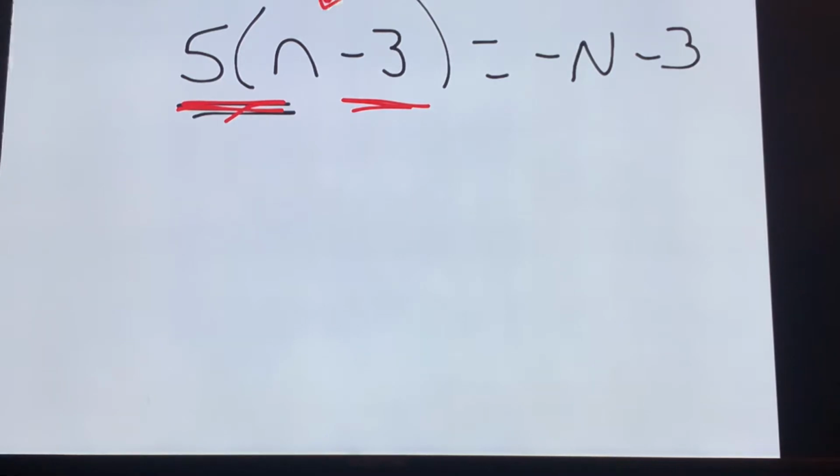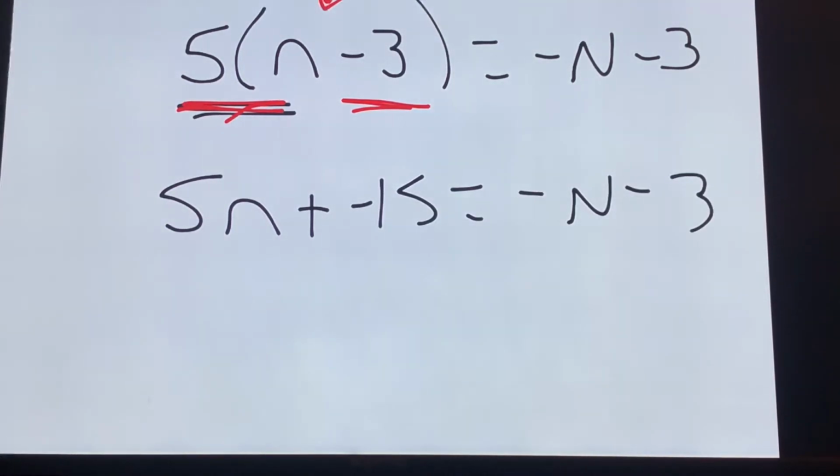So we got 5 in. What do we get when we do some distribution with 5 times negative 3? We get a negative 15 equals n minus 3. Alright, so we can bring this guy over. That becomes what? 4? Right? No, because it changed right here. When you bring it over, it was negative.